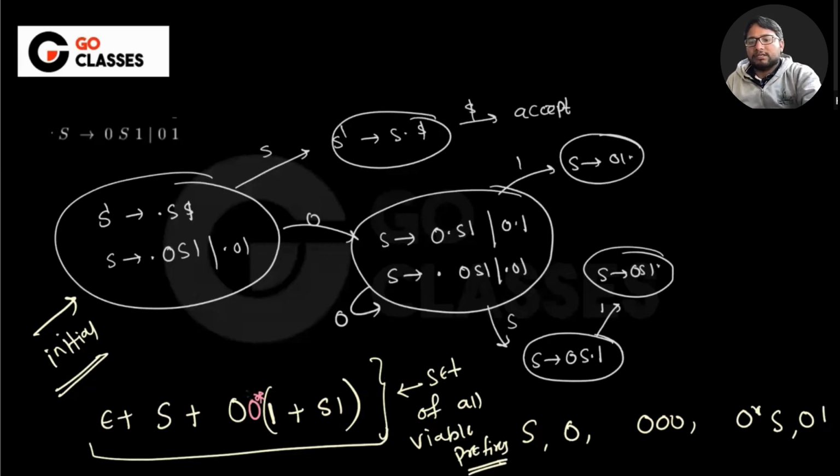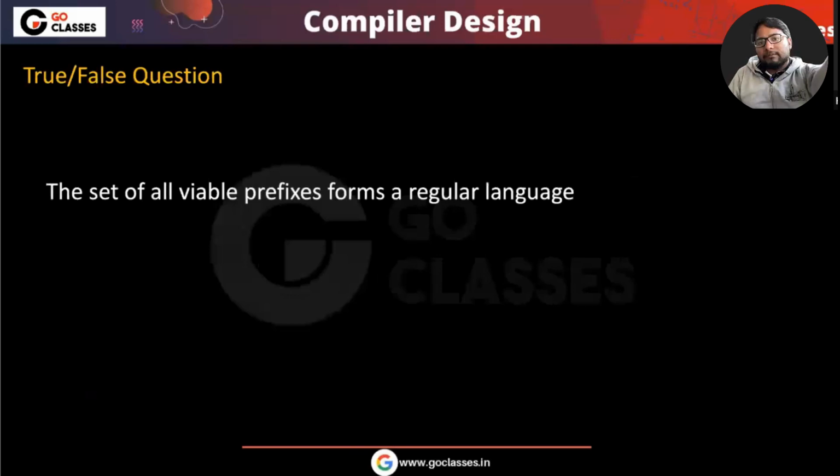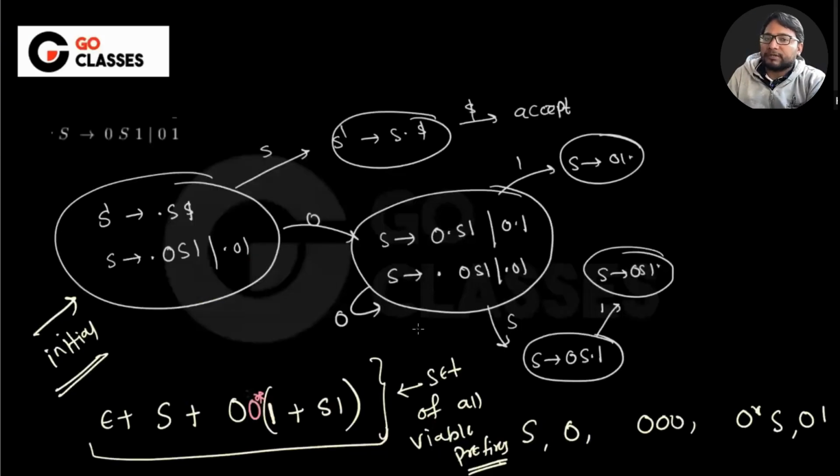Now let's solve more questions. The set of all viable prefixes forms a regular language. What do you think? Is this true or false? This is true, right? We can even draw the DFA, or we can have the regular expression. So if someone asks you the set of all viable prefixes, what do you need to do? You just need to draw the LR0 automaton and tell me the language of this, and this is the set of all viable prefixes.